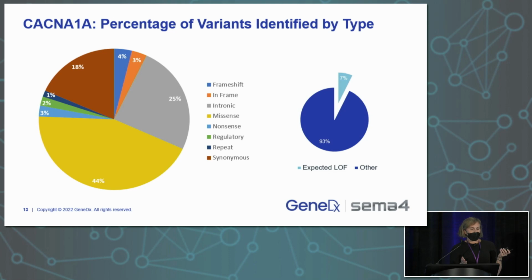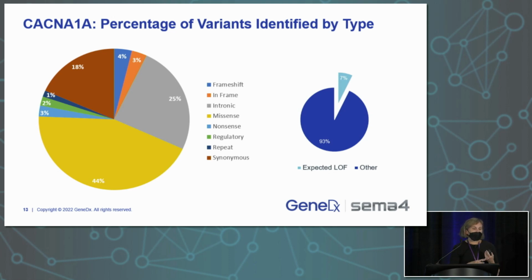So what about CACNA1A? I looked at some information in our database at GeneDx about what kind of variants we see in general. 44% of the variants in our database are missense substitutions, so almost half. We see a lot of missense substitutions, and remember that those are harder for us to classify because we don't know what the impact is going to be on the protein and whether that would affect the way that the protein works or not.